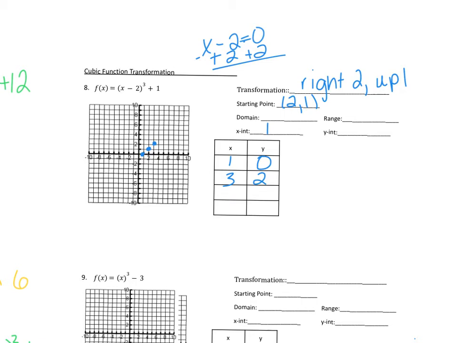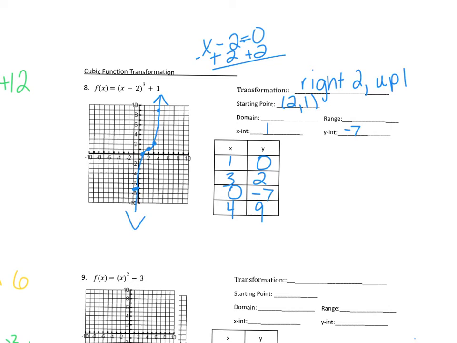Now I need to figure out your y-intercept. So I'm going to plug 0 in for x. 0 minus 2 is negative 2. Negative 2 cubed is negative 8. Negative 8 plus 1 is negative 7. So I know this is 0, negative 7 down here. All right. And you could plug in 4, and you will get 9 up here. And there's your cubic function.